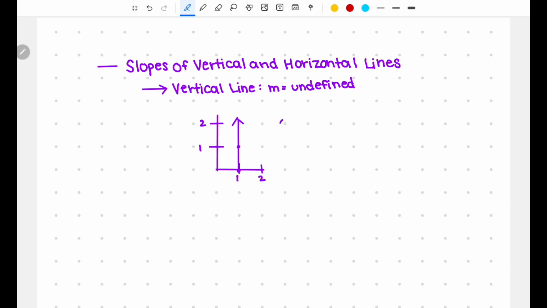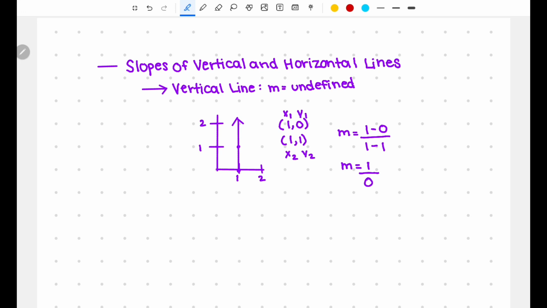So our first point is 1, 0, and our second point is 1, 1. All right, so we have x1, y1, x2, and y2. Let's solve for m. 1 minus 0 over 1 minus 1. All right, we have 1 over 0.